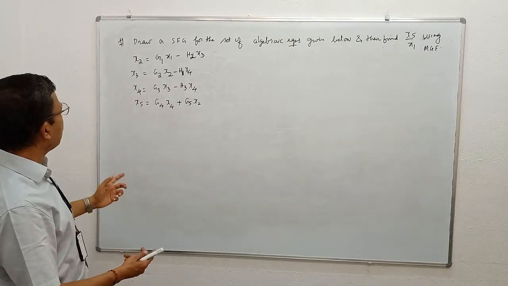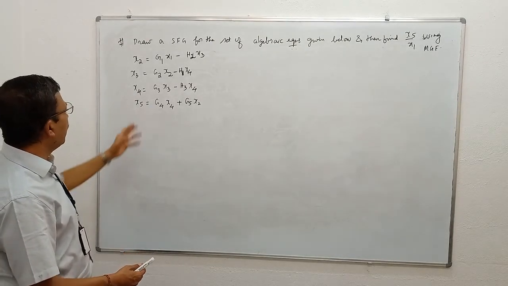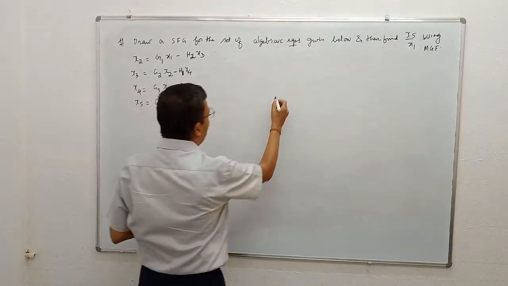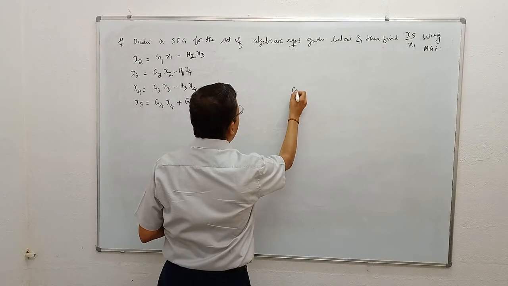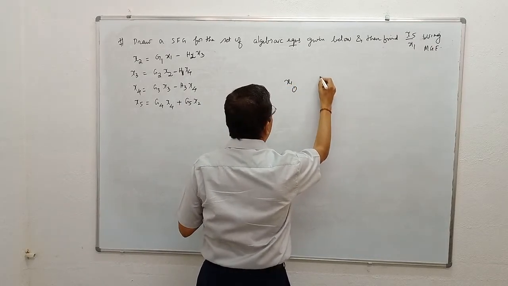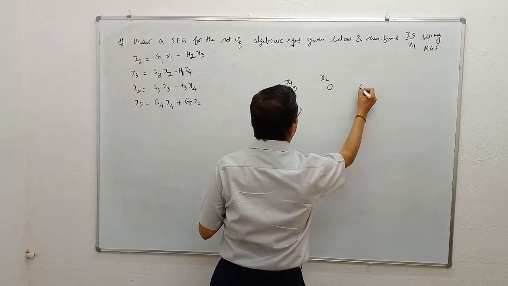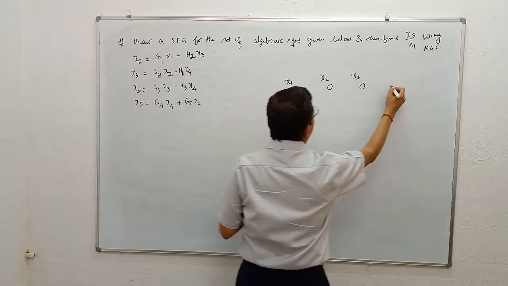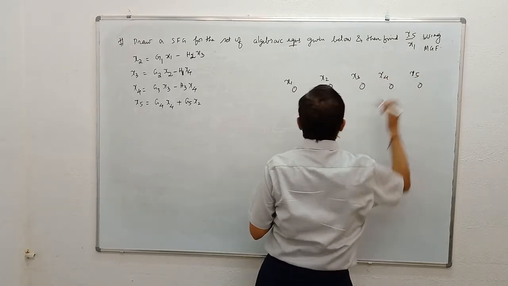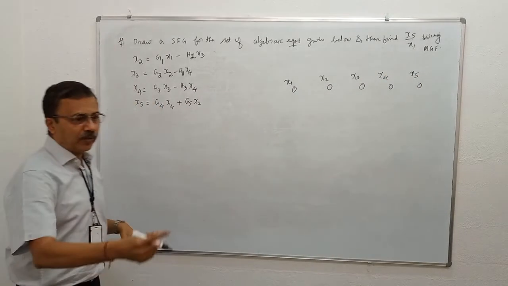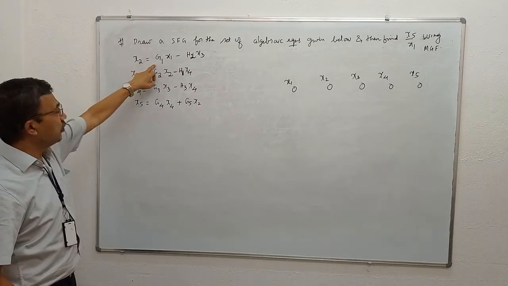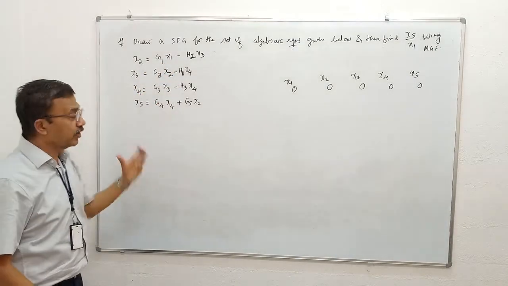Now, how many variables are there? 5 variables: x1, x2, x3, x4, x5. These variables will become nodes. So this is x1, x2, x3, x4 and x5. Let me take the first equation. First equation is x2 is equal to g1 into x1 minus h2 into x3.